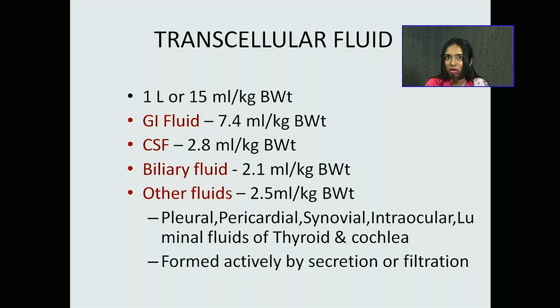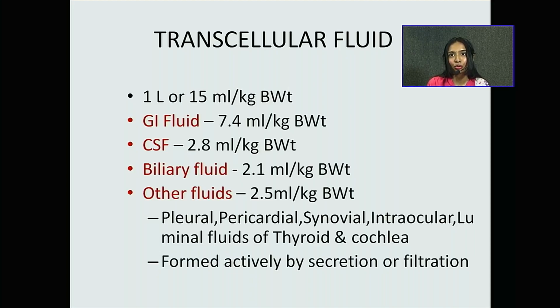So to start off with GI fluid, it is 7.4 ml per kg body weight. Then comes the CSF, 2.8 ml per kg body weight. Biliary fluid comes out to be 2.1 ml per kg body weight. Other fluids consist of pleural, pericardial, synovial, intraocular, luminal of thyroid and cochlea, and are formed actively by secretion or filtration, and it comprises 2.5 ml per kg body weight.